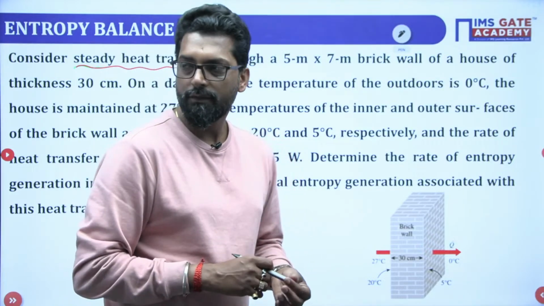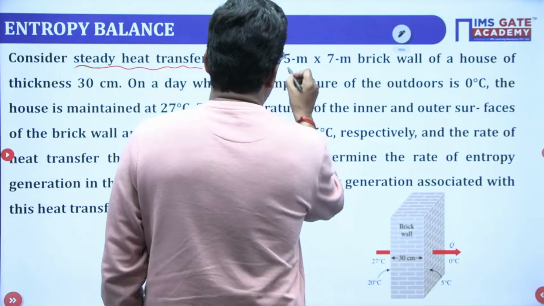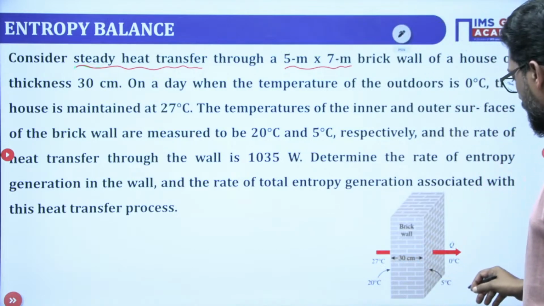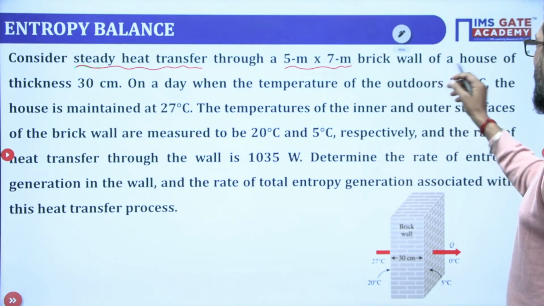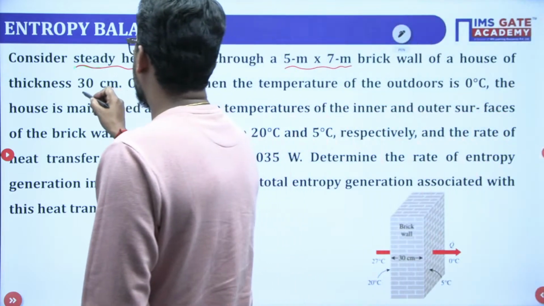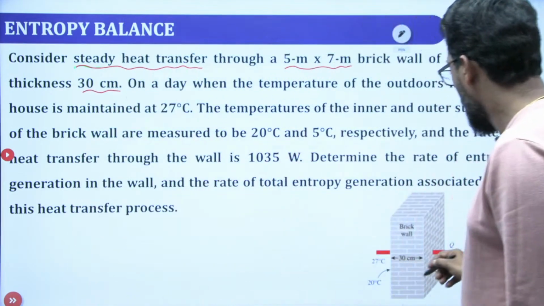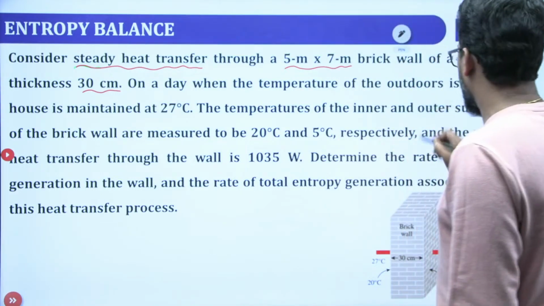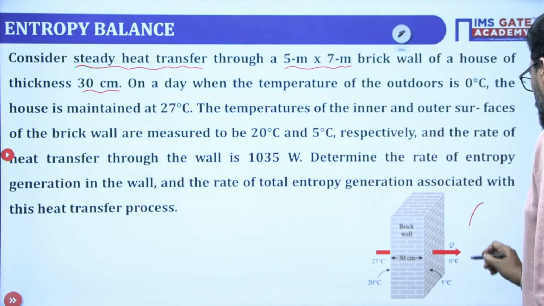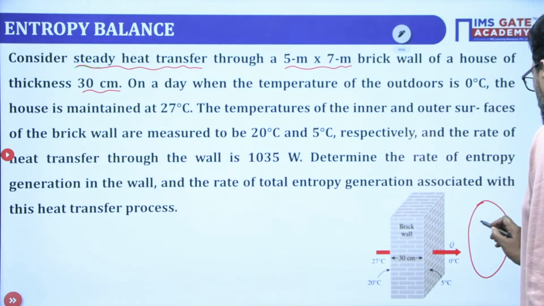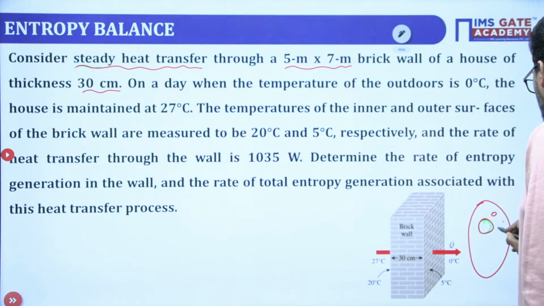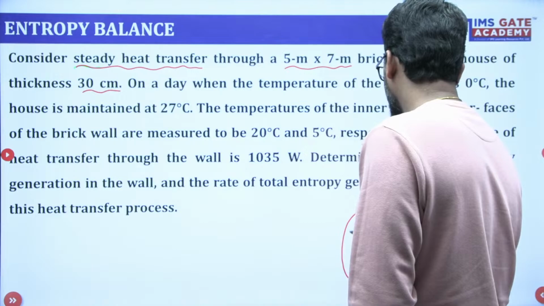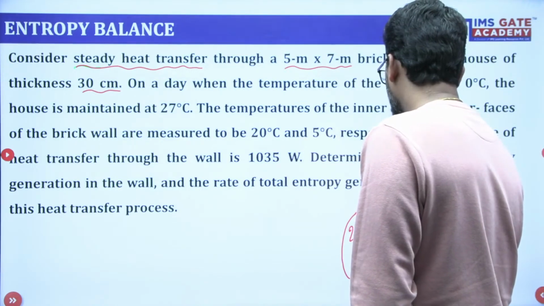Now, through a 5 meter by 7 meter brick wall of a house, the dimensions are given as 5 and 7 meters, with a thickness of 30 centimeters. One day, the temperature of the outdoor, this is your outdoor, is 0 degrees centigrade. Now the house is maintained at 27 degrees centigrade.